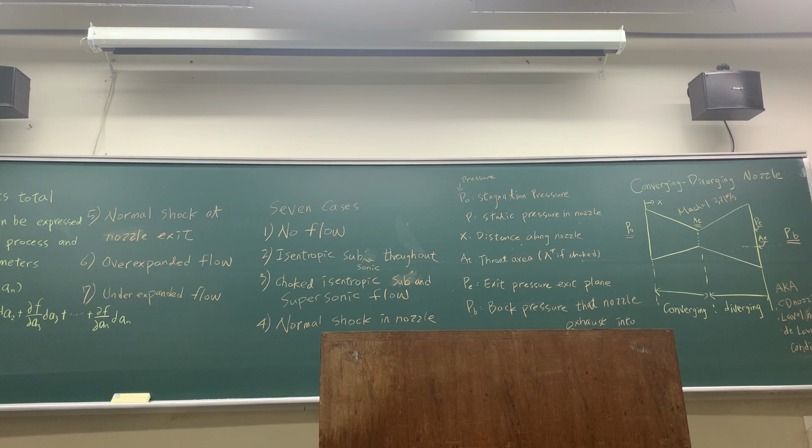Case 2, sometimes people want to just have a subsonic flow, but normally when we design this nozzle, we want to reach supersonic, depending on what your end application is. If you want an airplane like an F-16 to reach supersonic, case 2 is something you want to avoid. Case 1 is no flow, and you definitely want something flowing inside. So 1, 2, 3, 4, 5 are the cases we want to avoid, and 6 and 7 are the ones we want.